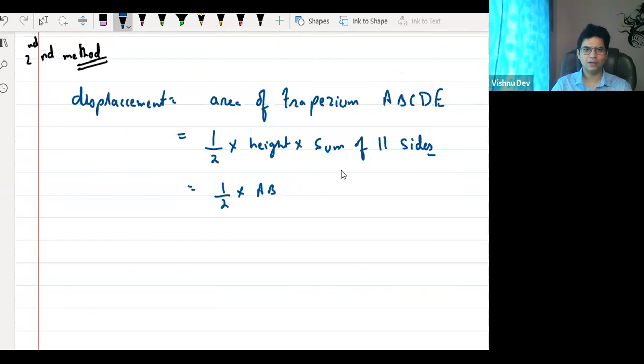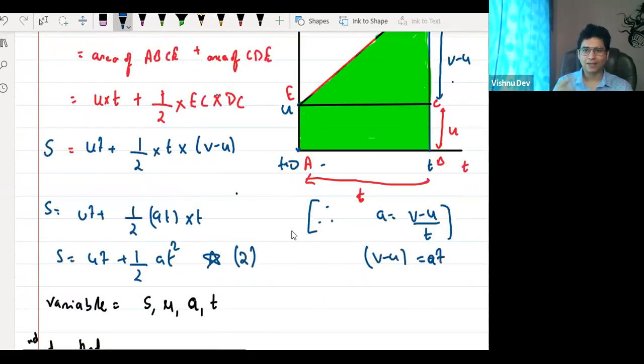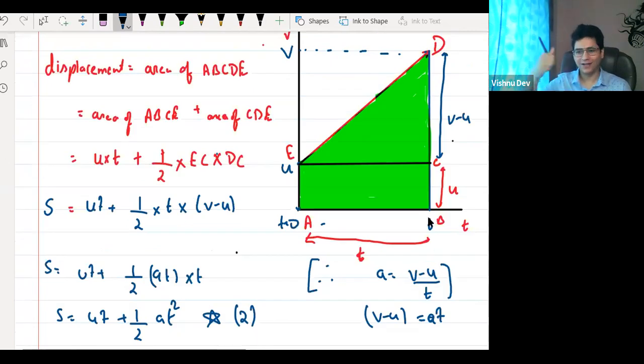Height is not necessarily EC, understand. Height is not necessarily vertical, that is the concept. What does height mean for us? Here height is the distance between two parallel sides. What is the distance between the two parallel sides? AB. Height is the distance between two parallel sides. In a trapezium, the meaning of height is the distance between the two parallel sides, which is AB, okay? That AB between the two parallel sides is your height. Okay, very good.